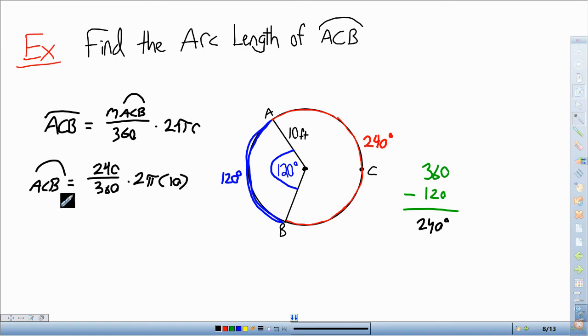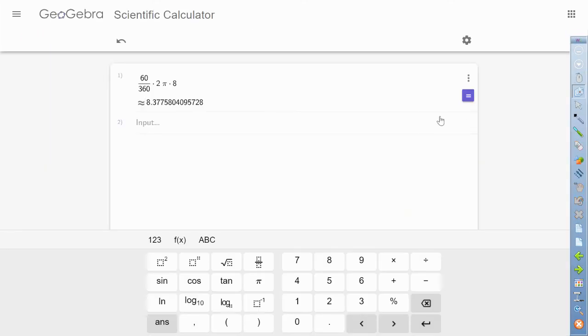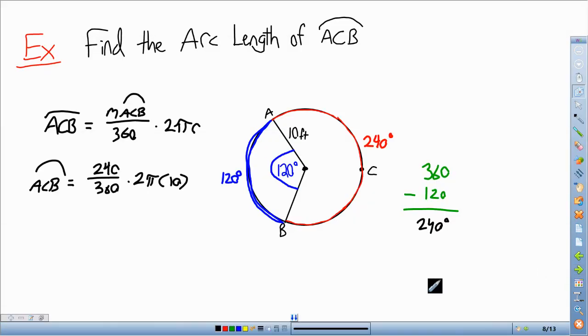Okay, so let's plug this in and see if our calculator gives us any problems again. So 240 divided by 360 times 2 pi 10. Okay, so clear it out. 240 divided by 360 times, okay, so that worked this time, 2 pi 10. All right, looks like I'm getting 41.88, so that 8 is going to round this 8 up to a 9, so 41.9. Okay, so arc ACB equals 41.9.